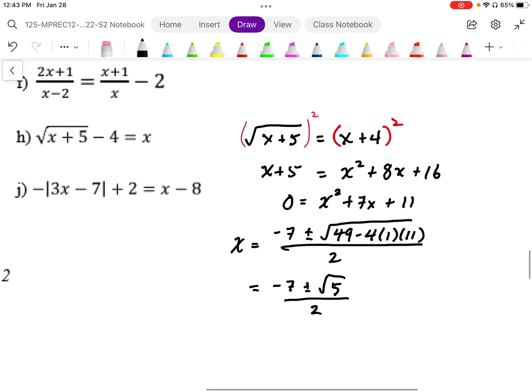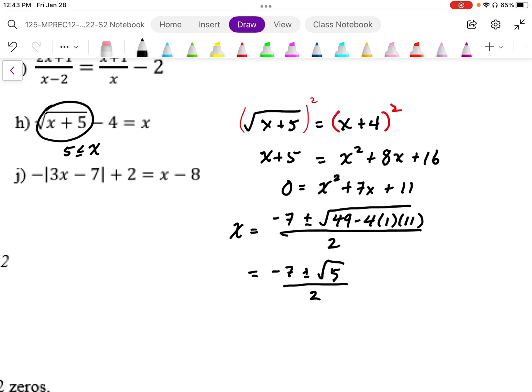Okay, and we should check for restrictions. We have to make sure that the restrictions here, x has to be greater than, it's going to have to be bigger than negative 5 based on my inside domain restriction here. So x must be greater than or equal to negative 5. So just checking these numbers, one of these numbers may not be valid. Okay, so testing this out, I'm just going to work out the decimals here.